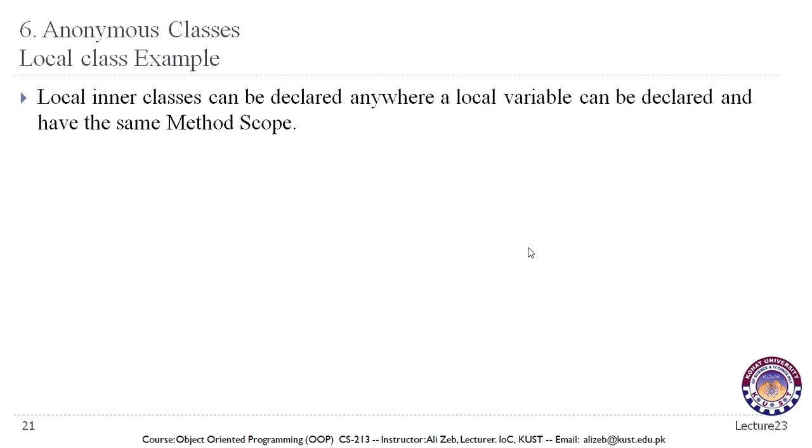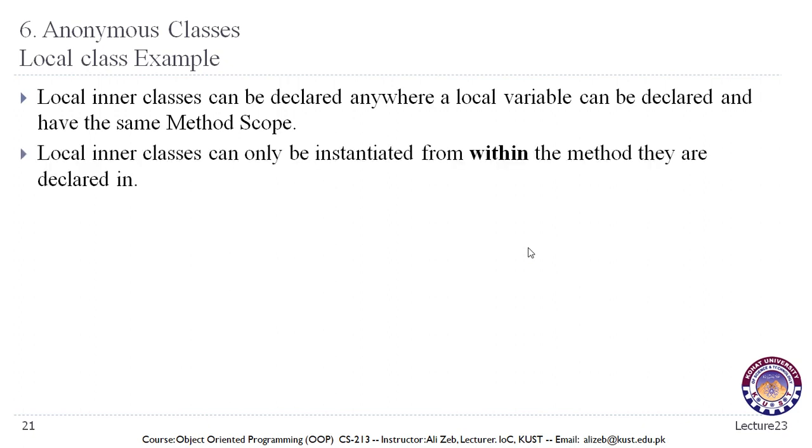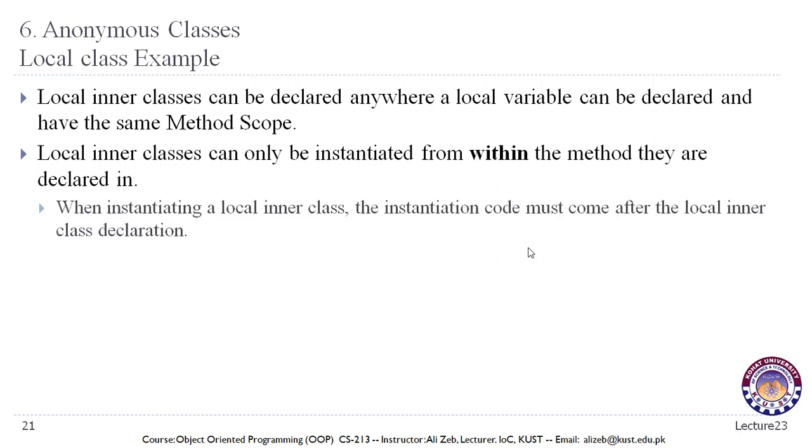Another example of the local class. Local inner classes can be declared anywhere a local variable can be declared and have the same method scope. So the scope of the local class will be the same as a local variable. Local inner classes can only be instantiated from within the method they are declared in. So this is what we need to remember.